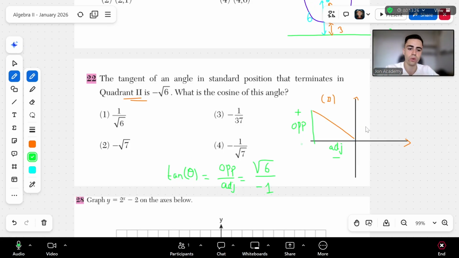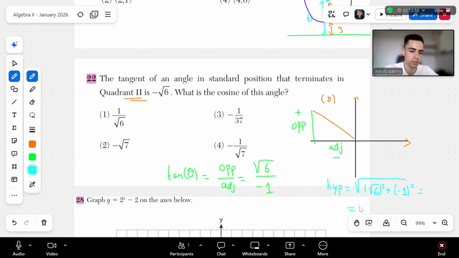And now we could calculate the hypotenuse. The hypotenuse using Pythagoras is going to be, we can write here, hypotenuse is the square root of the sum of the squares. So square root of the square root of 6 squared plus minus 1 squared.